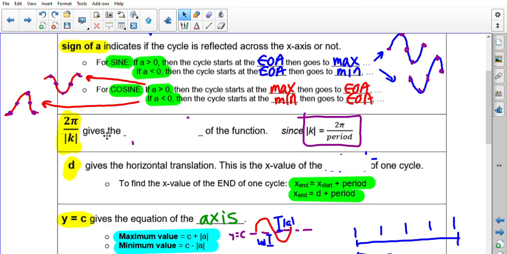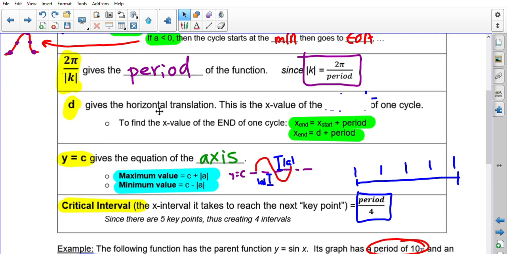You'll get the k value from the equation, and when you do 2 pi over the absolute value of k, keep in mind most of the k values will be positive in this unit, typically. This will give you the period of the function, so you know when to start and stop. Same idea: this comes from the fact that the absolute value of k is 2 pi divided by the period. So when you rearrange that, it gives you the same thing.